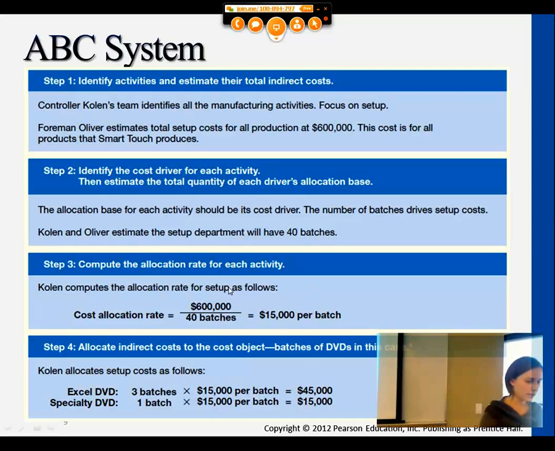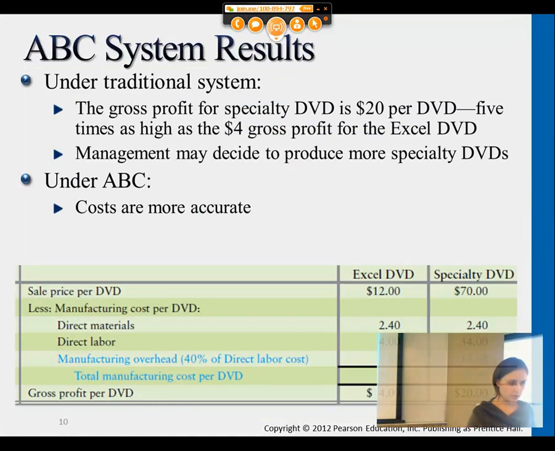Okay? So I know Colin said that allocated setup costs are as follows. I'm going to have 3 batches for Excel DVD, and specialty DVD is 1 batch. So I'll respectively multiply it. And this is my total. Okay? So these are my costs for each of the activity.